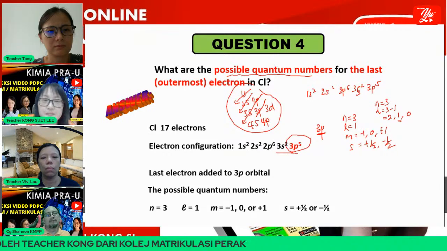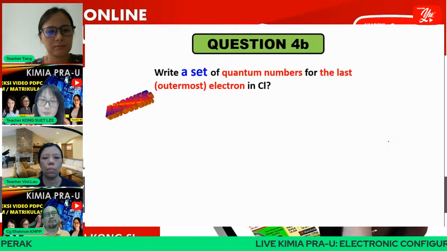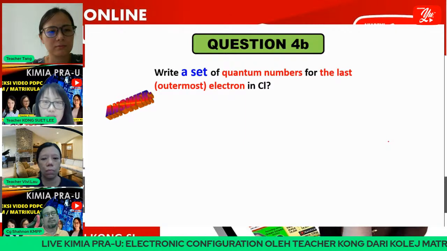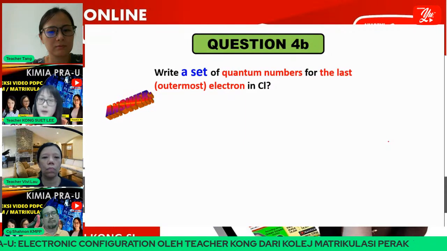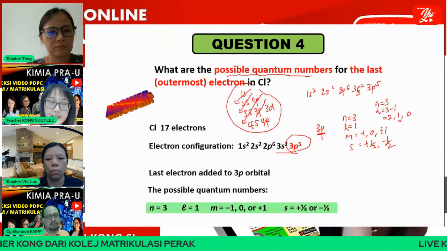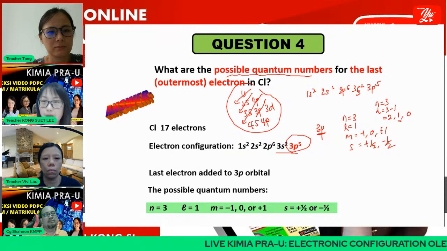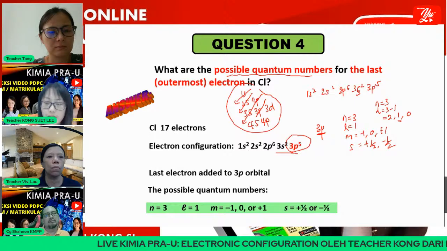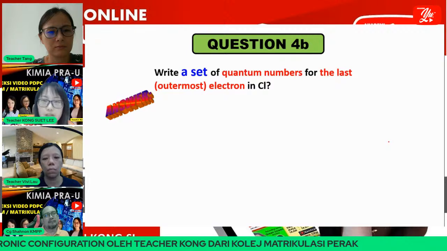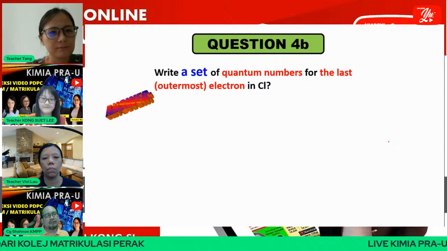If I change the question, okay, again, write a set of quantum numbers for the last outermost electron in chlorine. So what is the answer? Students, let's try. Okay, I just give you a check again. This question is related to chlorine, 17. The earlier question was, what are the possible quantum numbers for the last outermost electron? Now in 4b, I change it: write a set of quantum numbers for the last outermost electron in chlorine. So what is the answer? I give you around 20 seconds to answer this question.